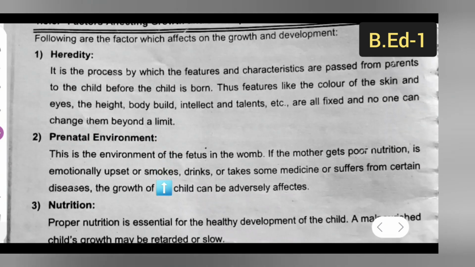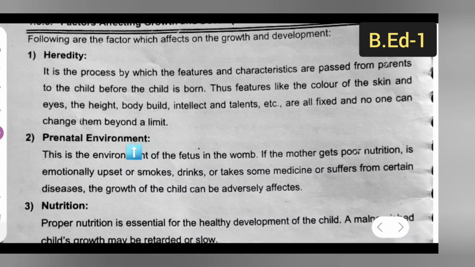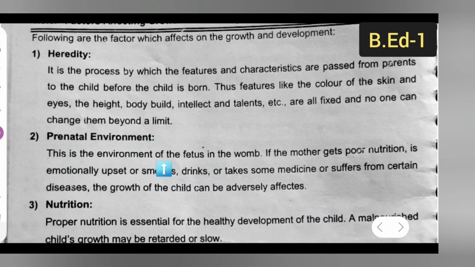Next is prenatal environment. This is the environment of the fetus in the womb. If the mother gets poor nutrition, is emotionally upset, or smokes, drinks, or takes some medicine, or suffers from certain diseases, the growth of the child can be adversely affected.